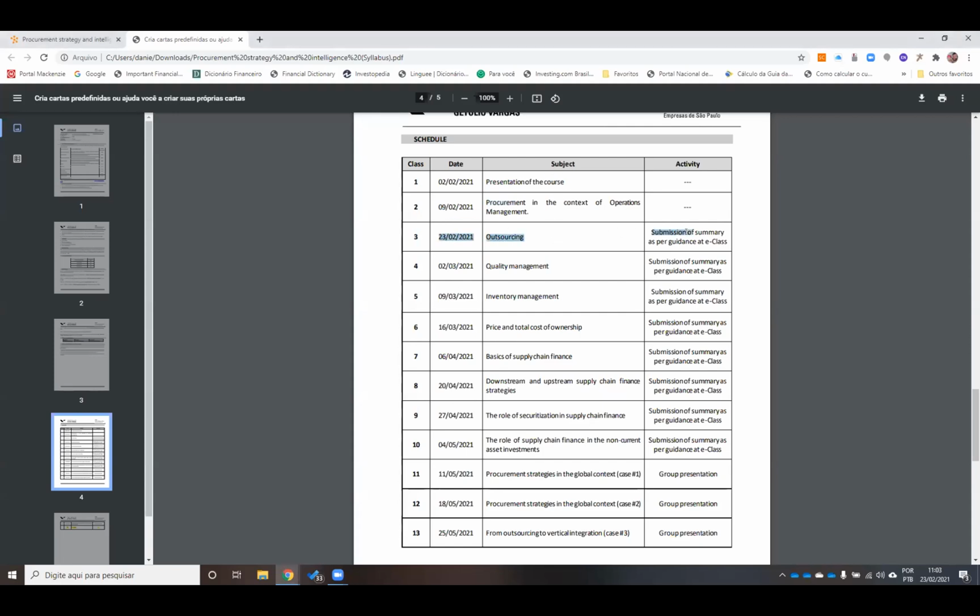And today we are starting our third class, our third meeting, and we're going to discuss outsourcing. I left a material for you on this topic to be read, and today we're going to explore this subject a little bit more in depth.